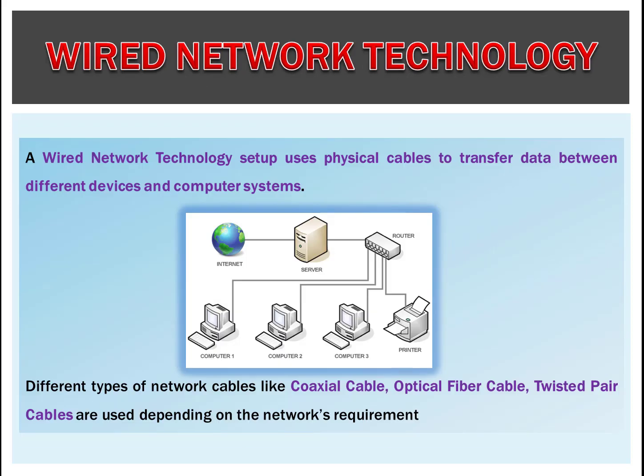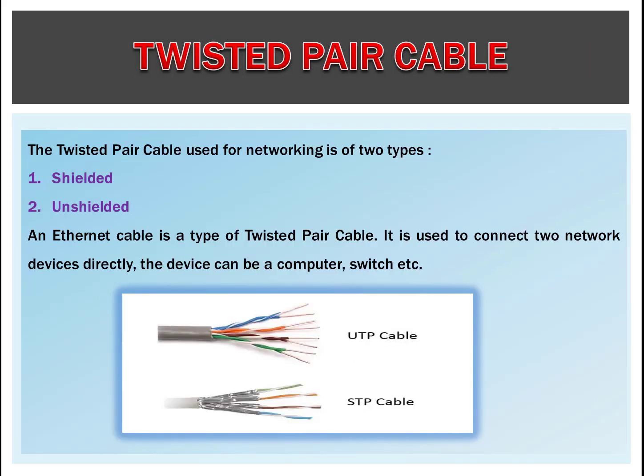Wired network technology. A wired network technology setup uses physical cables to transfer data between different devices and computer systems. Different types of network cables like coaxial cable, optical fiber cable, twisted pair cables are used depending on the network's requirement. First is twisted pair cable.